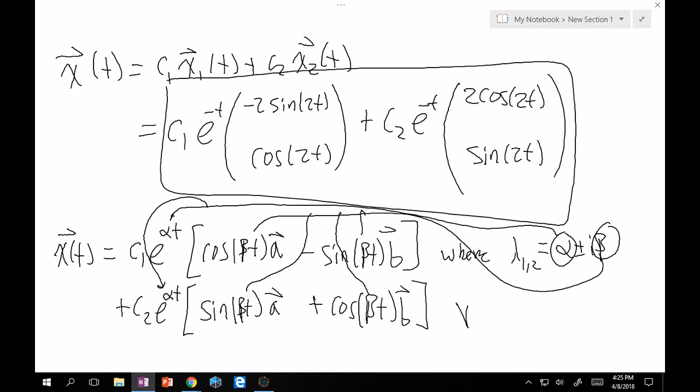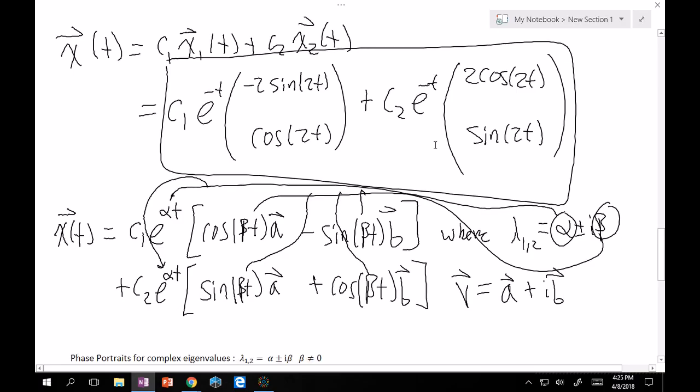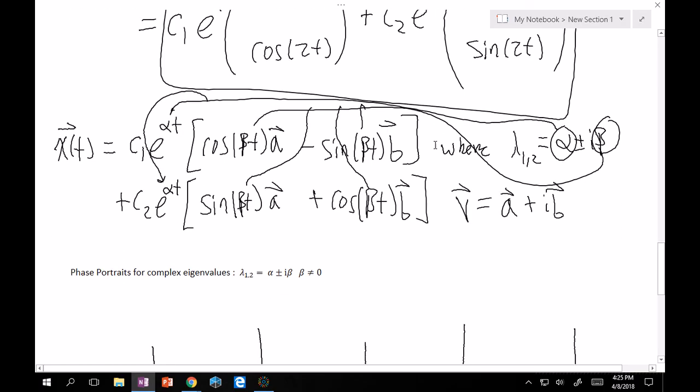And V is your eigenvector, which is given as A plus iB. And yeah, that's how you could write it. So as soon as you get these two things, your eigenvalue and your eigenvector, you could technically just write down the formula from there. But that doesn't really show me that you know how you really find these solutions, so be wary of that method.